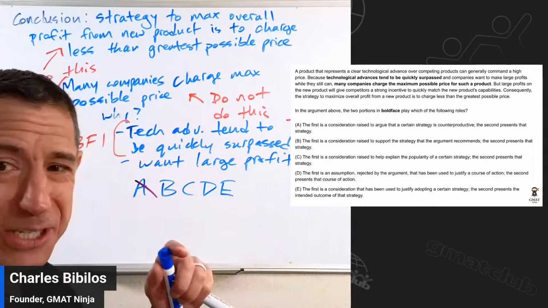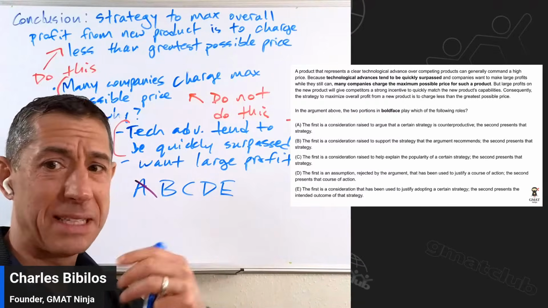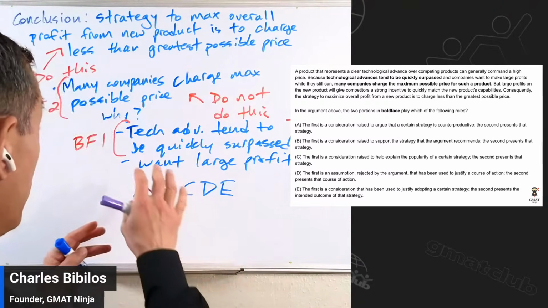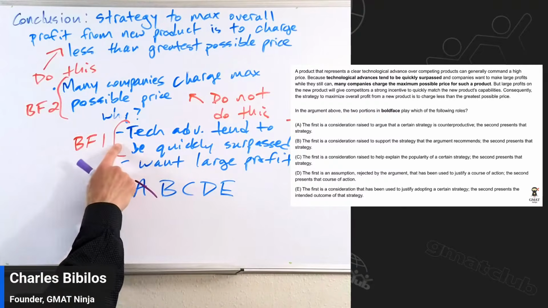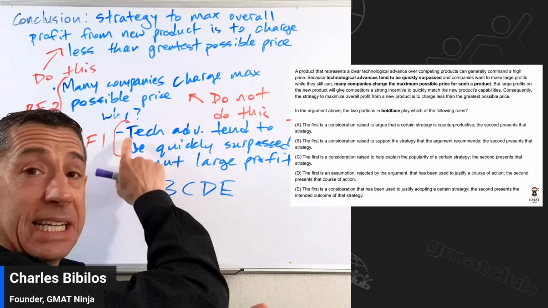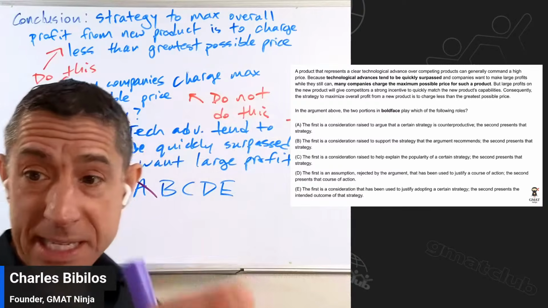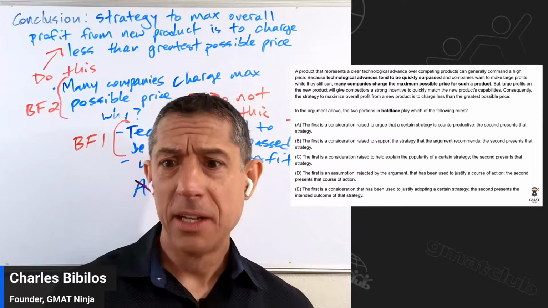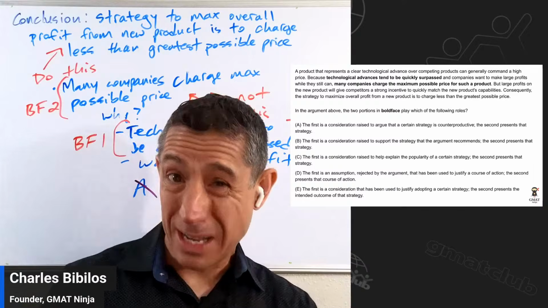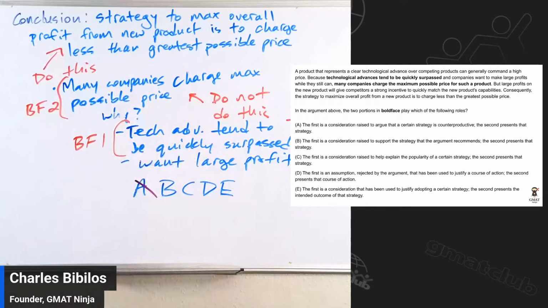First is a consideration raised to support the strategy the argument recommends. No, because what is the purpose of that phrase in that sentence? It's explaining the behavior we see in the second boldface. So right there, we could get rid of it. Let's keep going anyway. Second presents that strategy. No, because the argument is not recommending the second strategy. It's recommending the opposite. So lots of good reasons to eliminate B.